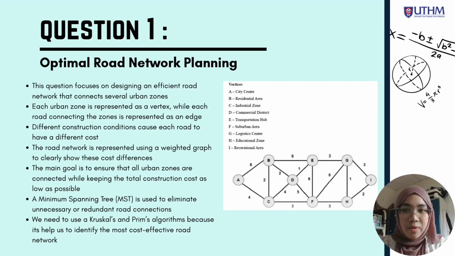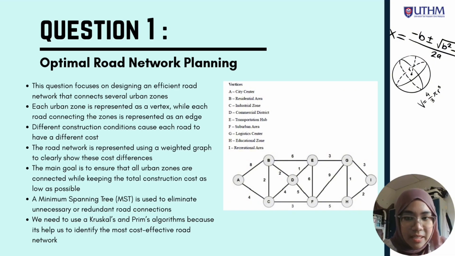So, this is our question. Optimal road network planning. This question focuses on designing an efficient road network that connects several urban zones. Each urban zone is represented as a vertex, while each road connecting the zones is represented as an edge. Different construction conditions cause each road to have a different cost. The road network is represented using a weighted graph to clearly show this cost difference.